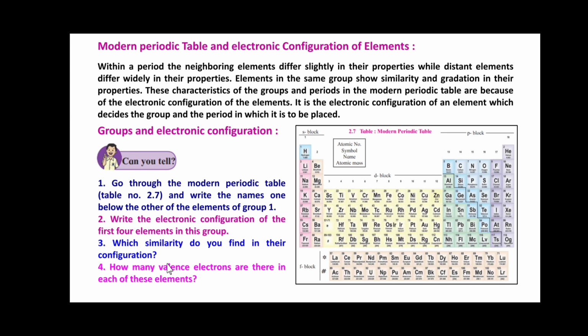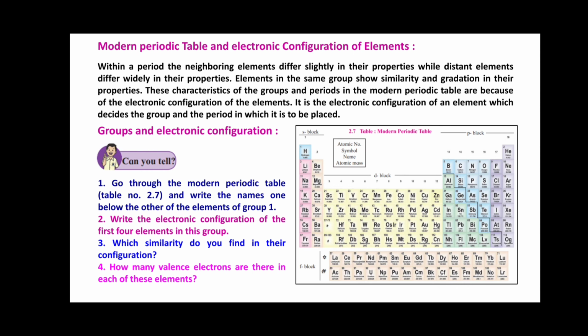The third question: which similarity do you find in their configuration? All the elements of group 1 have a single electron in their outermost shell. How many valence electrons are there in each of these elements? All the elements of this group have only one valence electron. Hence, the number of valence electrons in all these elements of group 1, that is the family of alkali metals, is the same.